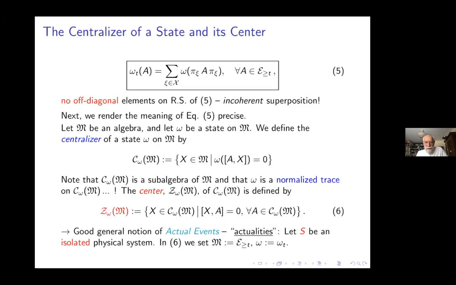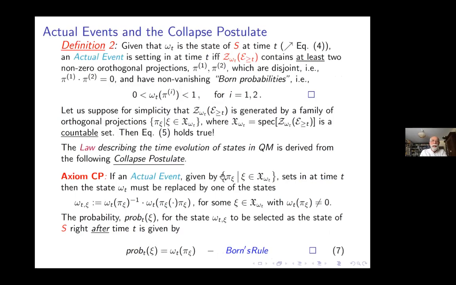So let S be an isolated physical system. In equation 6, we set M equal to one of these algebras, E greater or equal to t, and we pick for omega the state omega sub t, the state of the system at time t. Here is a definition of what actual events are. And I hope you will understand it and try to memorize it for the rest of the talk. Given a state omega sub t of the system S at time t, an actual event setting in at time t is described by the center Z sub omega t of the centralizer of the state omega t on E greater or equal to t.